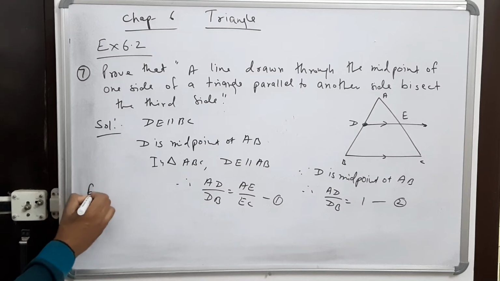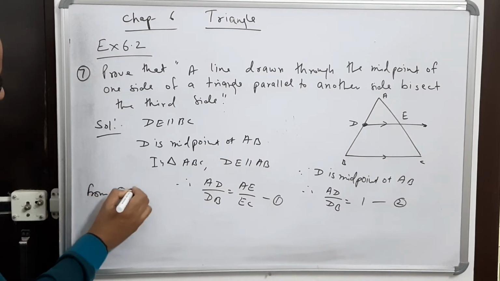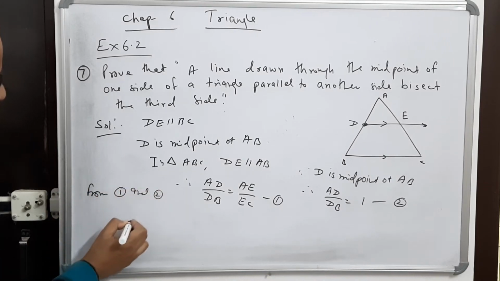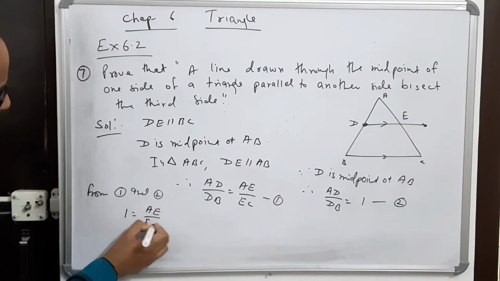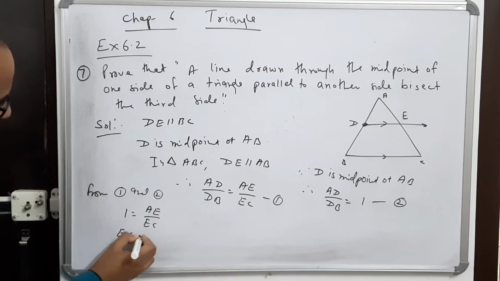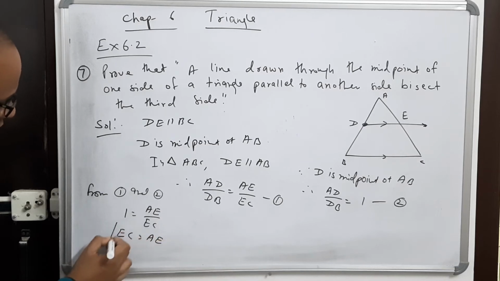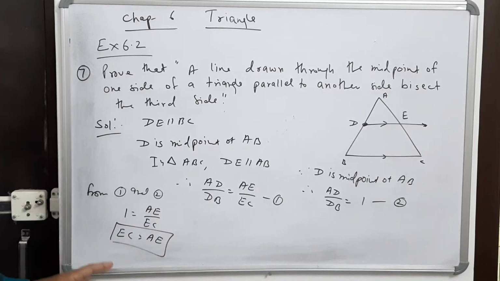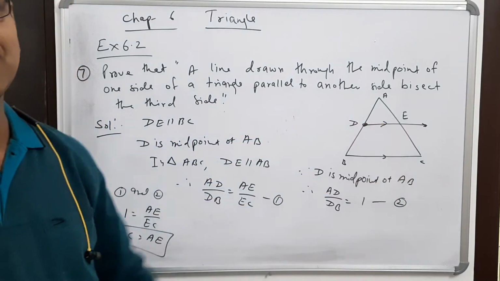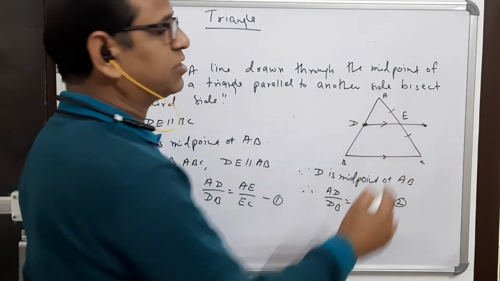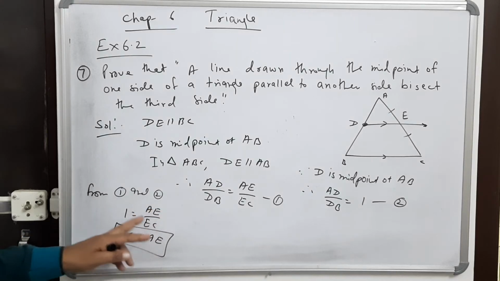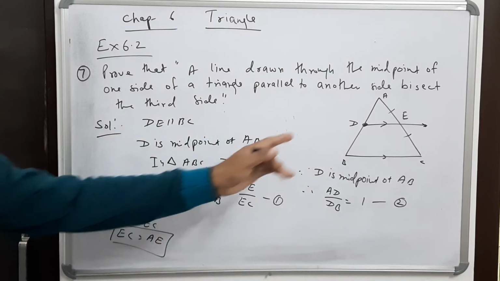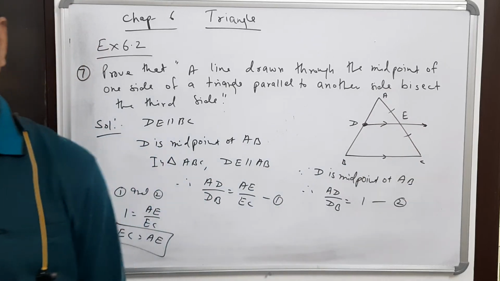So from 1 and 2, what you will find? 1 equals AE upon EC. So if you multiply, it is EC equals AE. Therefore, E will be the midpoint, because the ratio of these two is 1. That is AE upon EC is 1. So if you cross multiply, you will find that this part is equal to this part.